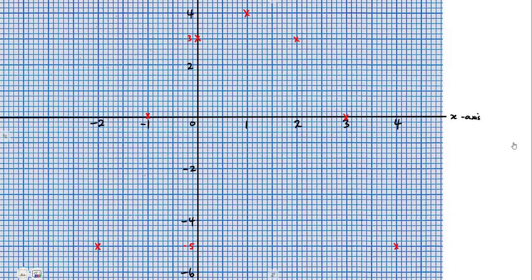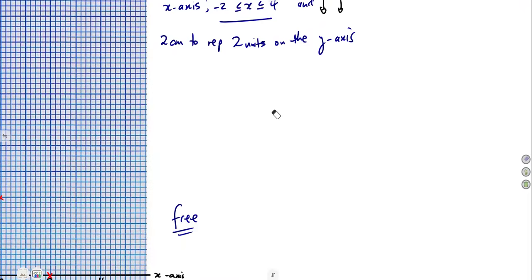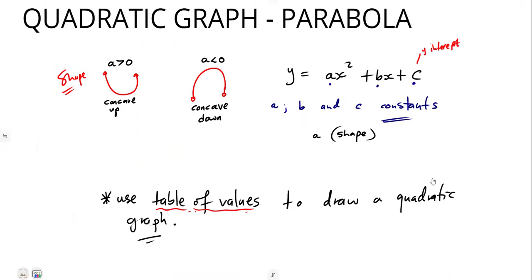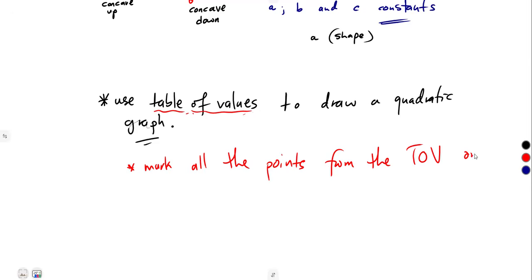You are going to join them with freehand. So that is what you're simply going to do when you're using the table of values method. Use the table of values to draw the quadratic graph. Here you simply need to mark all the points from the table of values on the graph, or on the Cartesian plane. All right, then join using freehand.